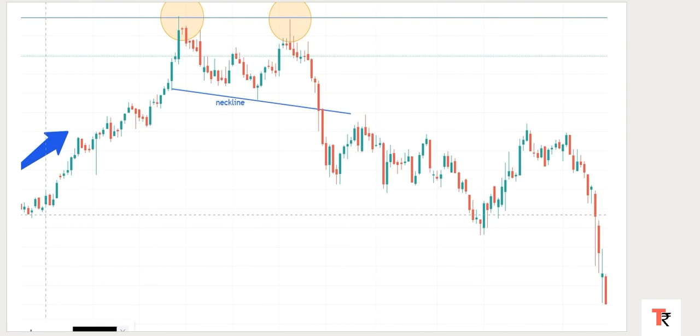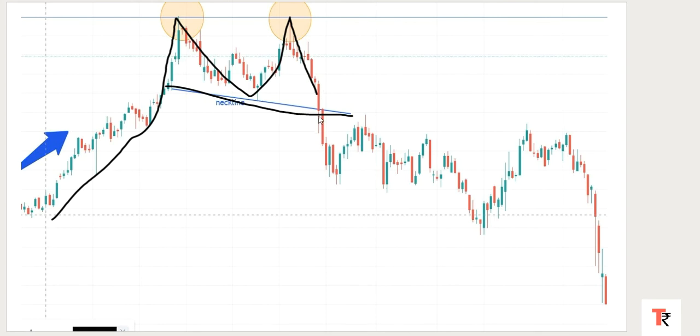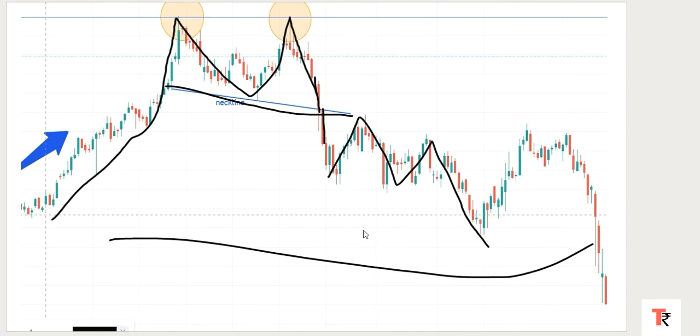You can find after the price moved up, it made a first top here and then it declined. It made a second top and declined. You can find a neckline drawn here. You can see the price broke at this level, and after that it gave a pullback, and then it took a second pullback again, and then you can see it moved down. So this is how a double top would reflect.